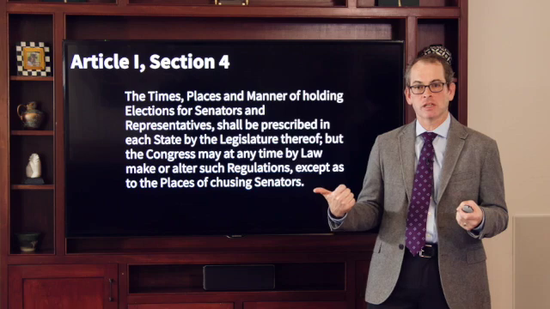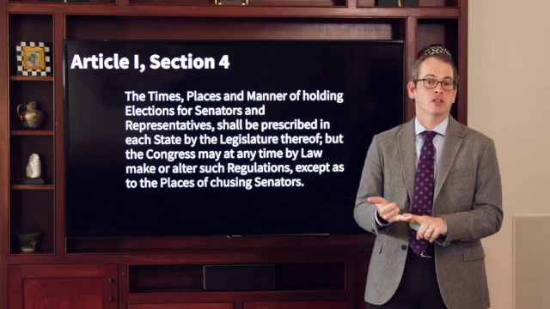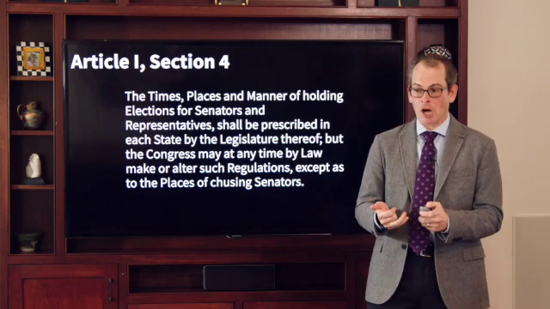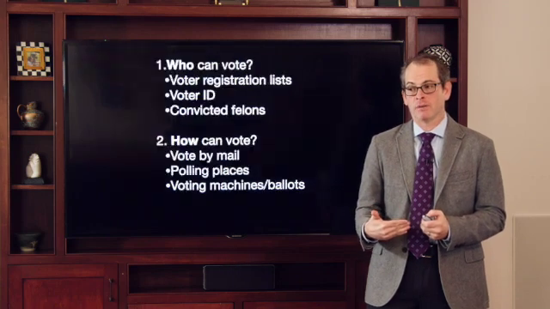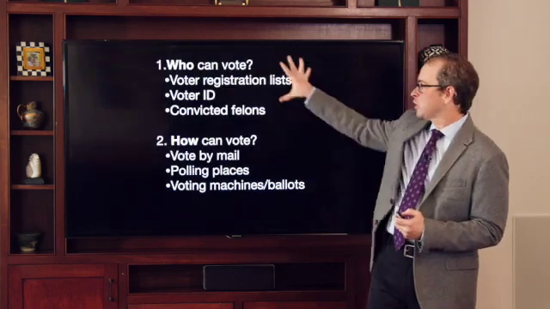What Article 1, Section 4 establishes is that the rules of the game, the rules by which you do elections, are a combination of both state rules and also federal rules. Today we're going to talk about some of those rules that are important for understanding how elections are done. In particular, we're going to focus on two aspects.